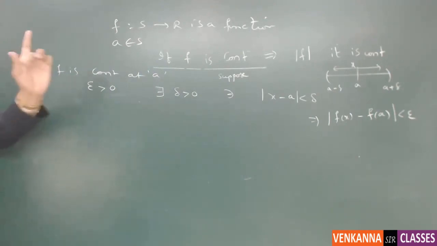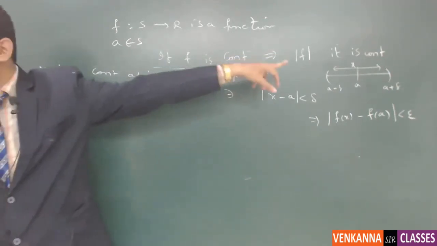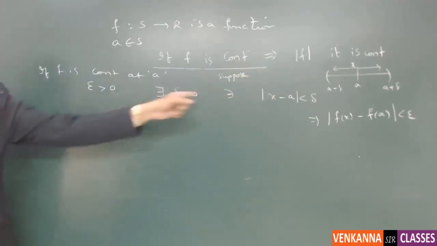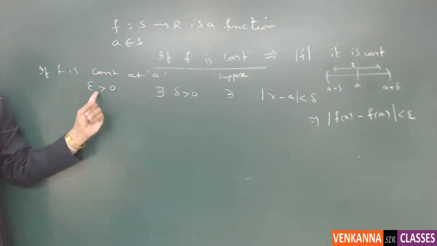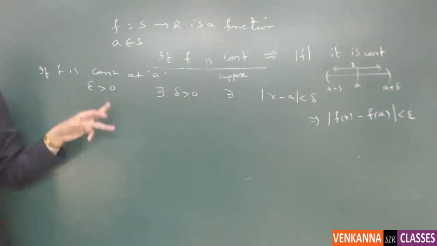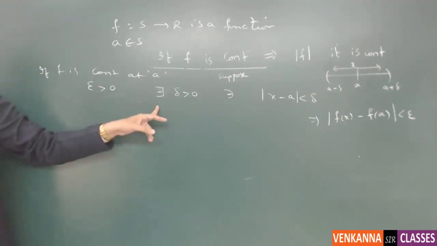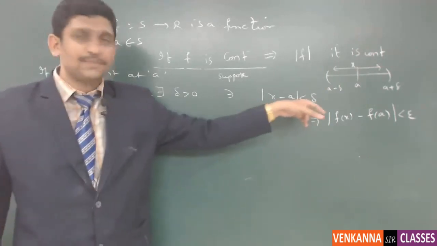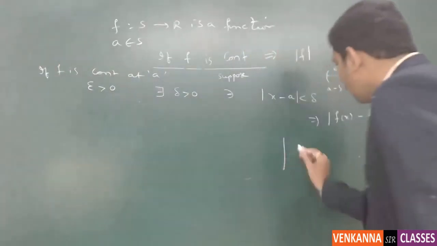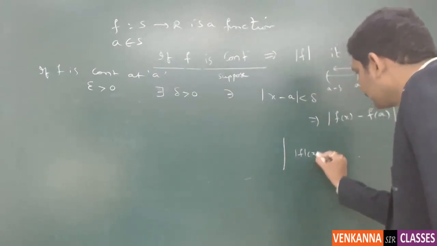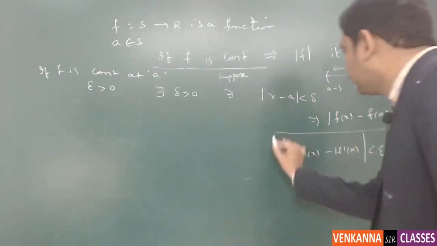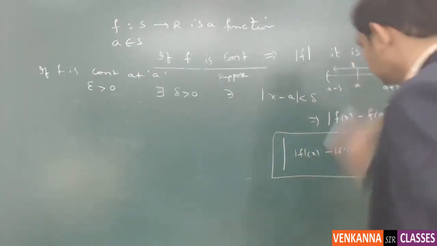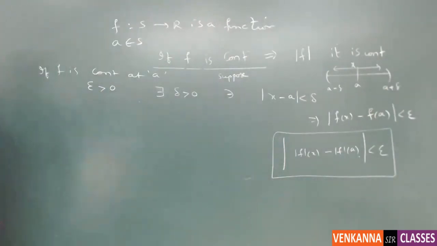Fine. Now we are going to prove that mod f is continuous, which means we should prove the same thing here. What we need to prove: for epsilon greater than 0, there exists delta greater than 0 such that mod x minus a less than delta implies modulus of this thing, you need to prove. Clear?